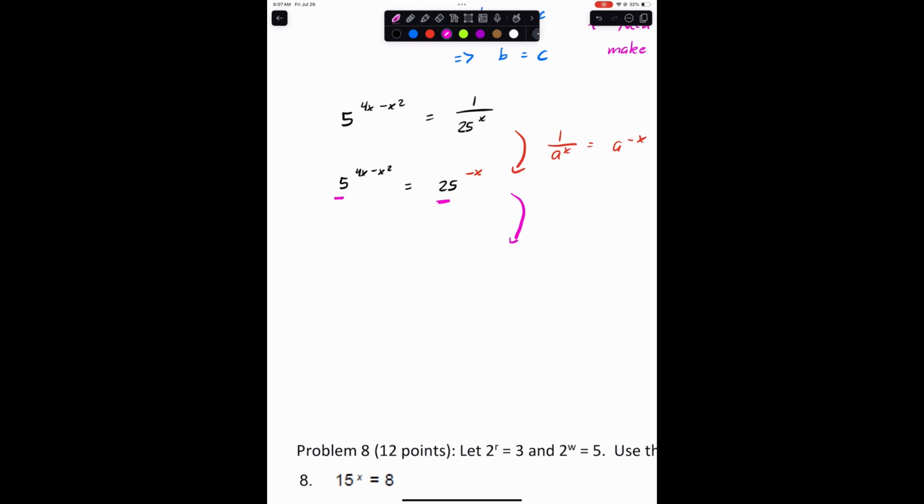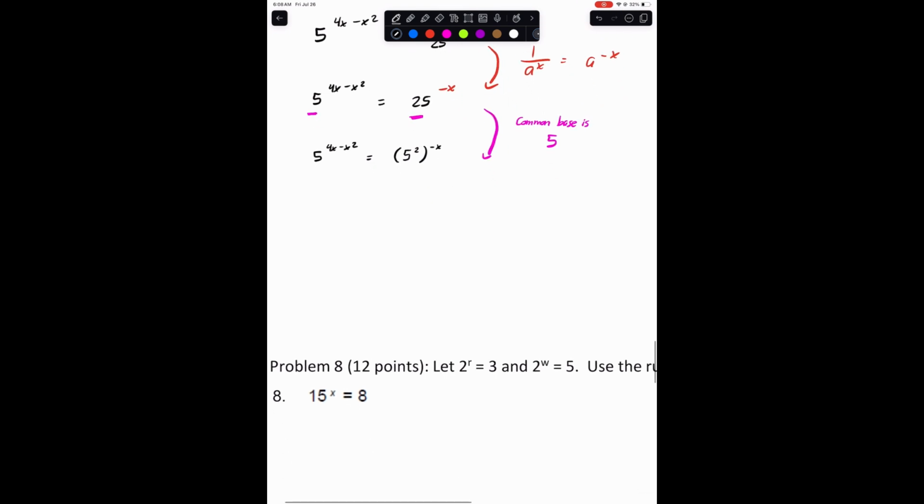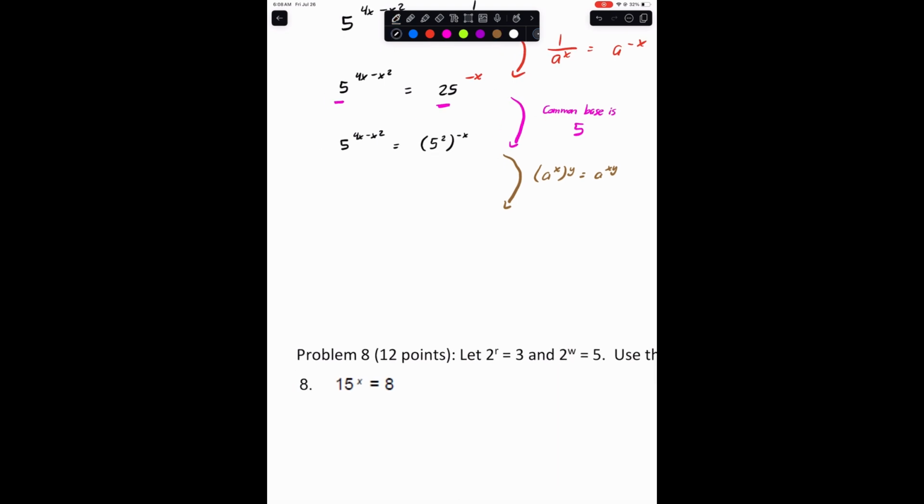I should write this out. Common base is 5, okay? So my left side stays the same. My right side, though, 25 is 5 squared, so I'm going to do parentheses 5 squared to the power negative x. Now, from here to here, I need to use the multiplication law. A power x to the power y is a to the power xy, right? So I get 5 to the 4x minus x squared equals 5 to the power of negative 2x.